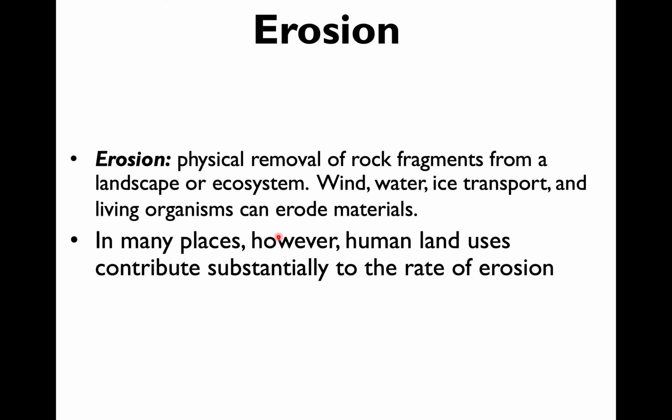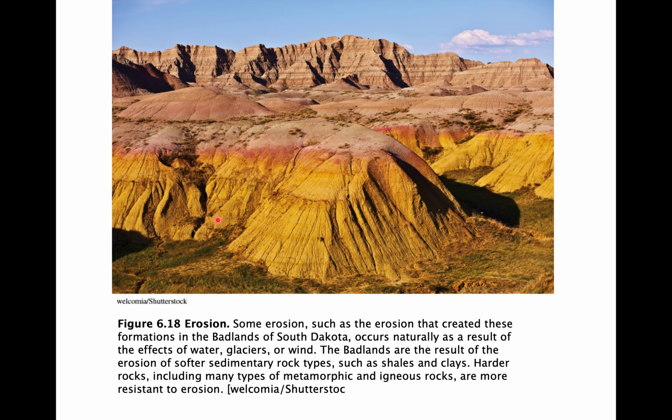Humans can cause substantial erosion issues. You see this a lot near rivers. So if they're moving a lot of soil from the sides of rivers to use for other projects, the sides of the river can start to collapse and you get this physical erosion of the sides of rivers.